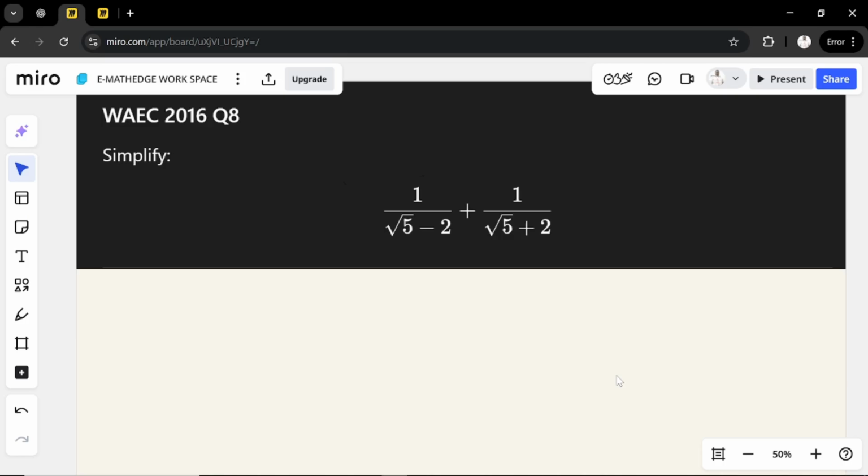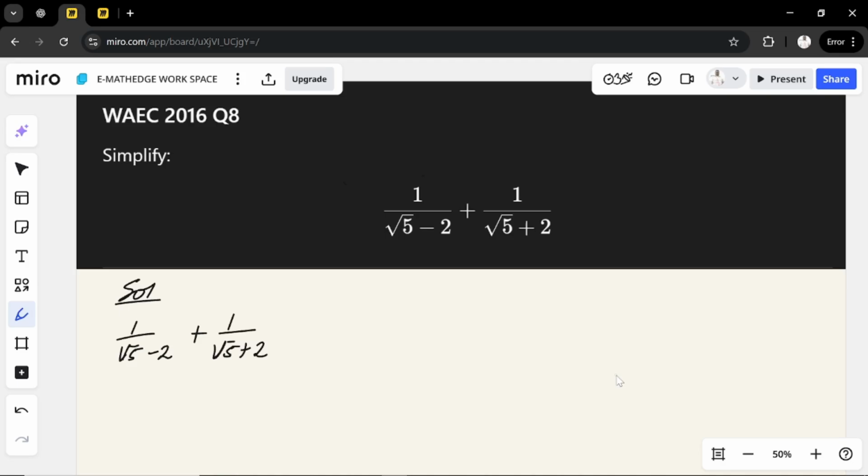So as we can see from the question, this is a short question and we were asked to simplify 1 all over the root of 5 minus 2 plus 1 all over the root of 5 plus 2. Solution. So let's bring out the question. 1 all over the root of 5 minus 2 plus 1 all over the root of 5 plus 2.